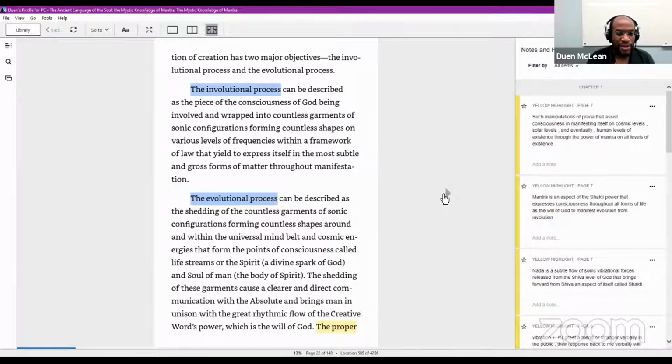The evolutional process can be described as the shedding of these countless garments of sonic configurations, forming countless shapes around and within the universal mind belt and cosmic energies that form the points of consciousness called light streams or the spirit, a divine spark of God, and soul of man, the body of spirit. The shedding of these garments cause a clear and direct communication with the Absolute and brings man in unison with the great rhythmic flow of the creative word's power, which is the will of God.